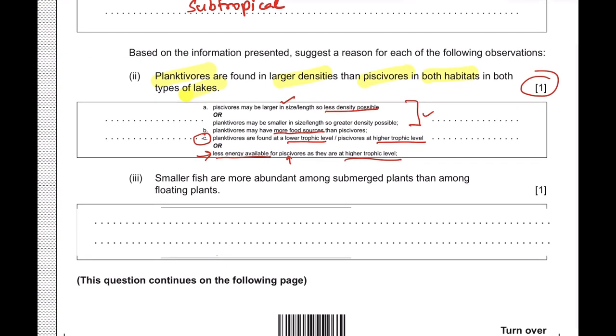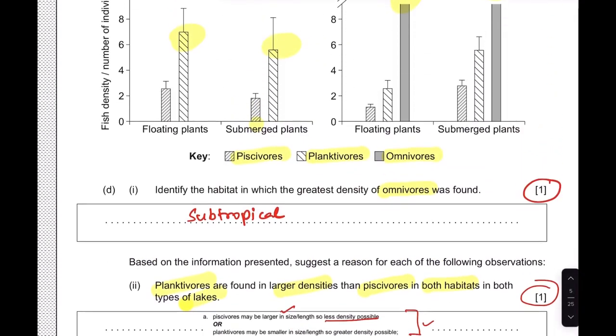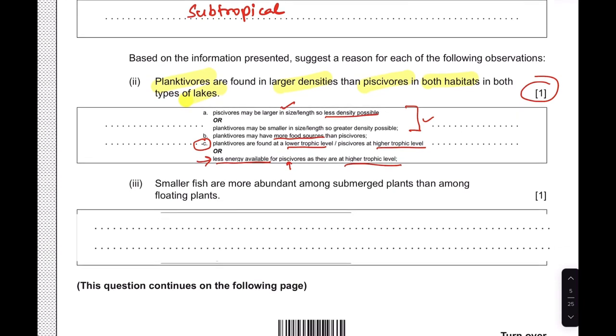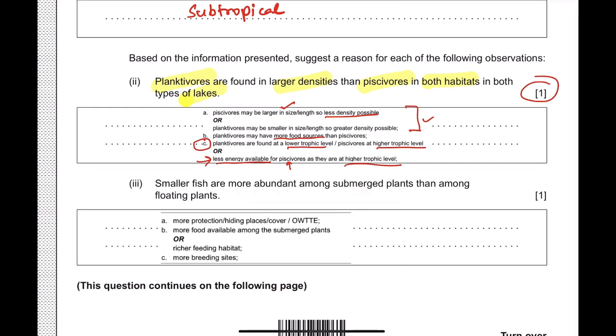Smaller fish are more abundant among submerged plants than among floating plants. So what could be the reason? Again, other valid points are also accepted in this case as well. So you can say more places to cover for them because they are submerged, more food available, abundant means resources are more, more breeding sites, they could reproduce more. So very general answers are accepted here for 1 mark.